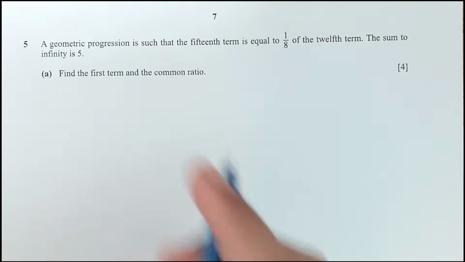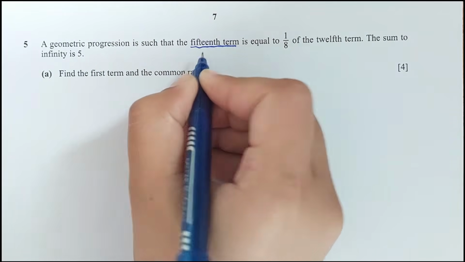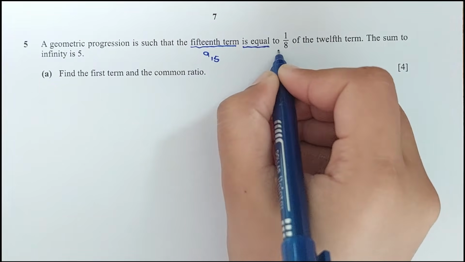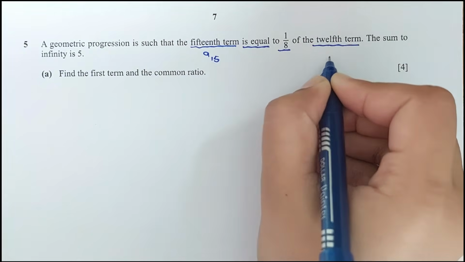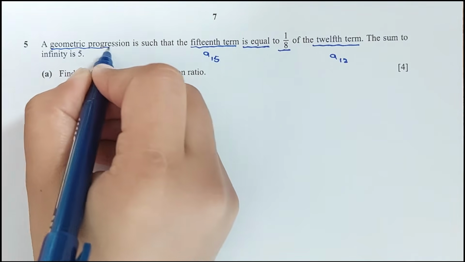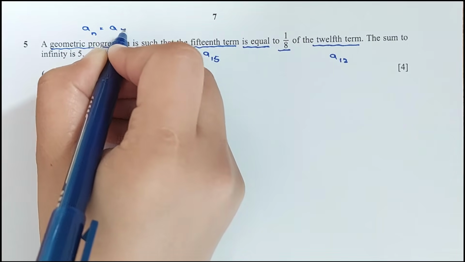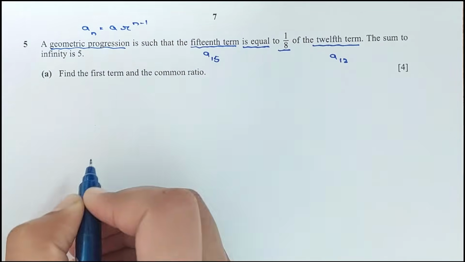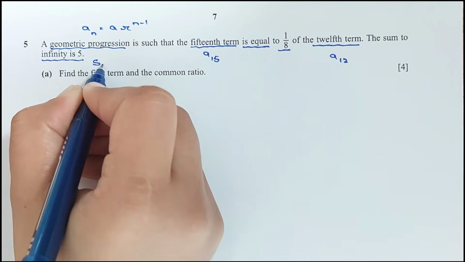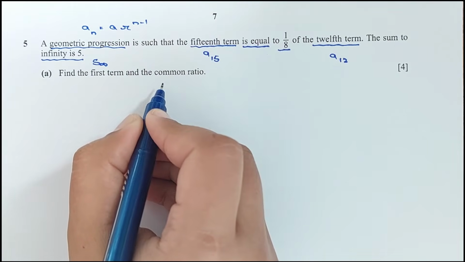Question number 5. A geometric progression is such that the 15th term, a15, is equal to 1 by 8 of the 12th term, a12. Right, so it is a geometric progression. The nth term is a r power n minus 1. That is a formula, right? The sum to infinity is equal to 5. S infinity we have given. Part A, find the first term and the common ratio, right?